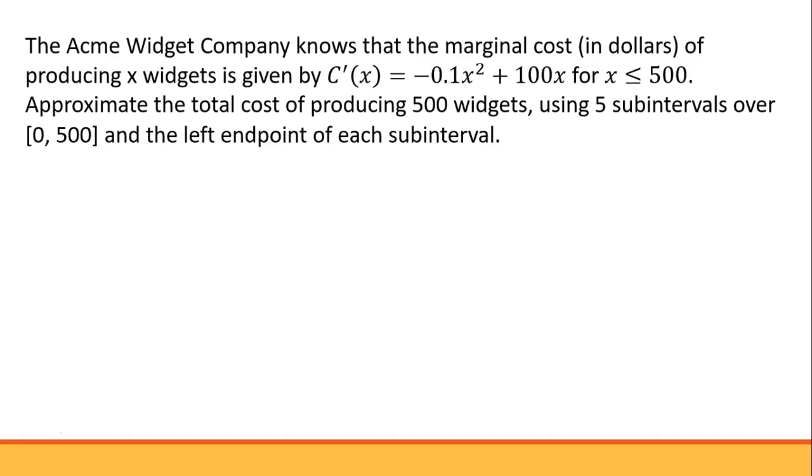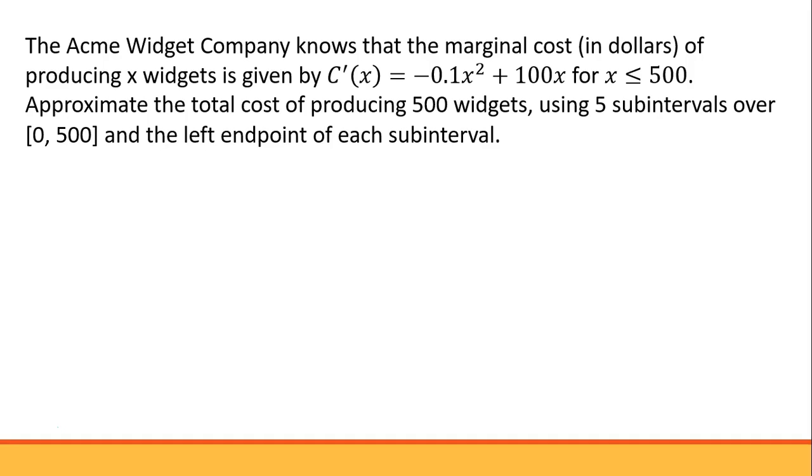The Acme Widget Company knows that the marginal cost in dollars of producing x widgets is given by C prime of x equals negative 0.1x squared plus 100x for x less than or equal to 500. Approximate the total cost of producing 500 widgets using 5 subintervals over the interval from 0 to 500 and the left endpoint of each subinterval.